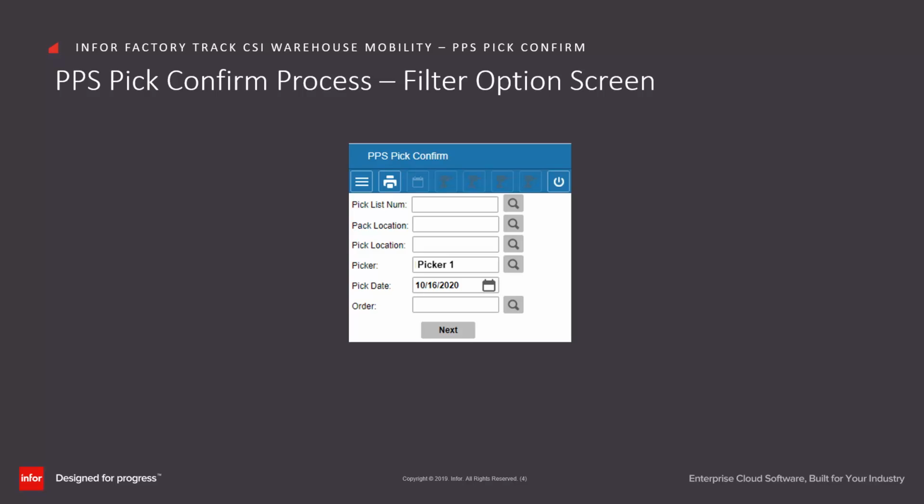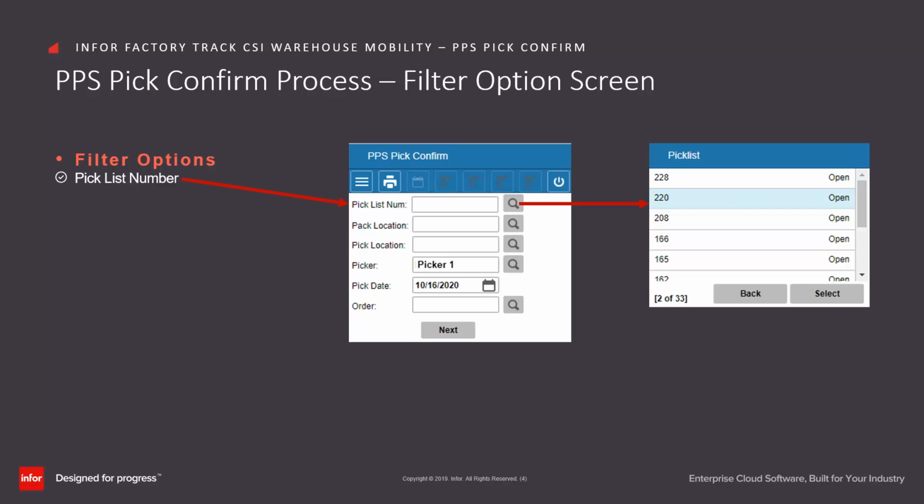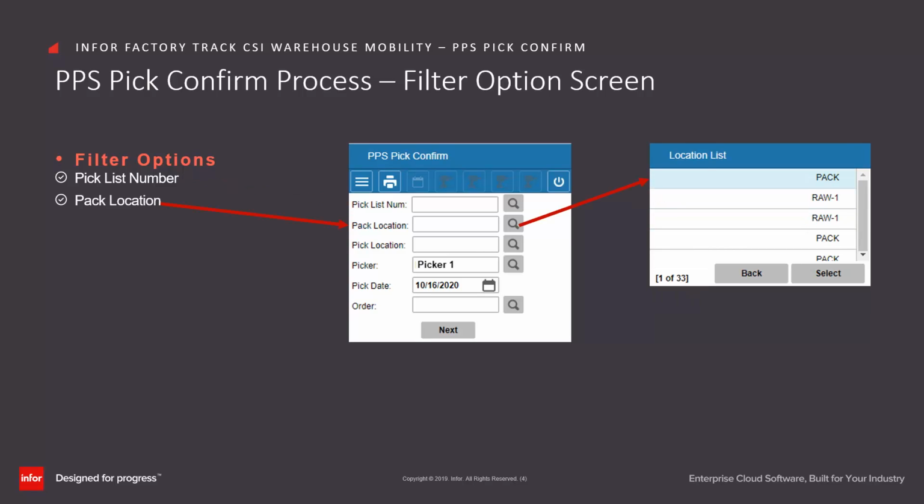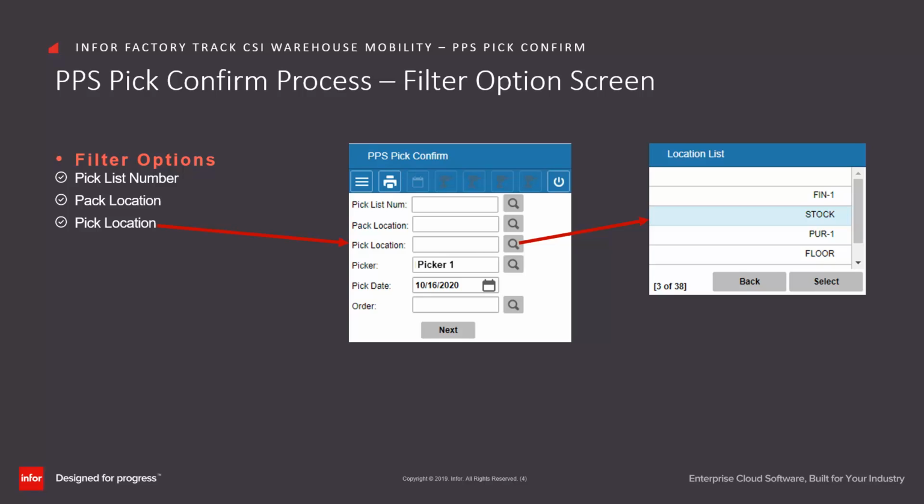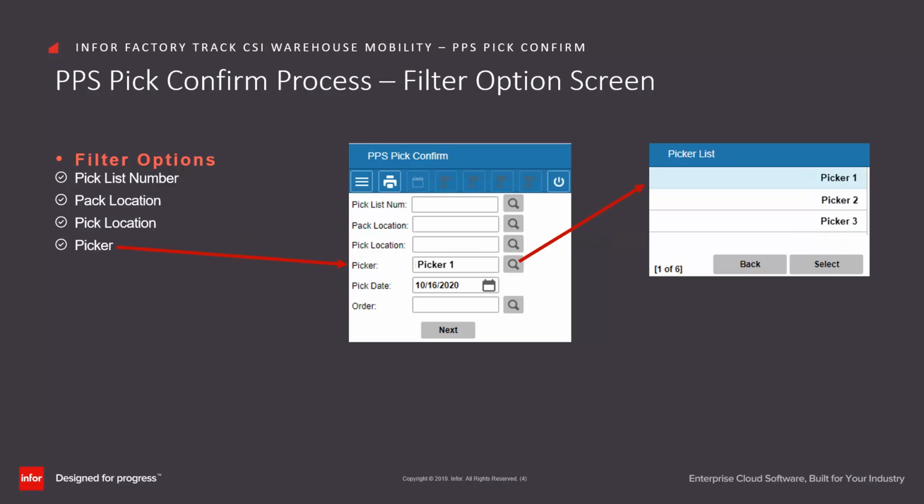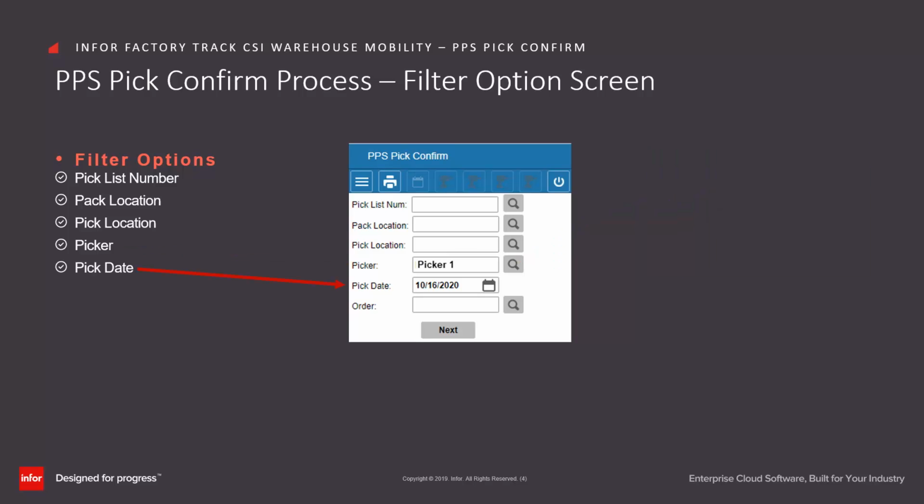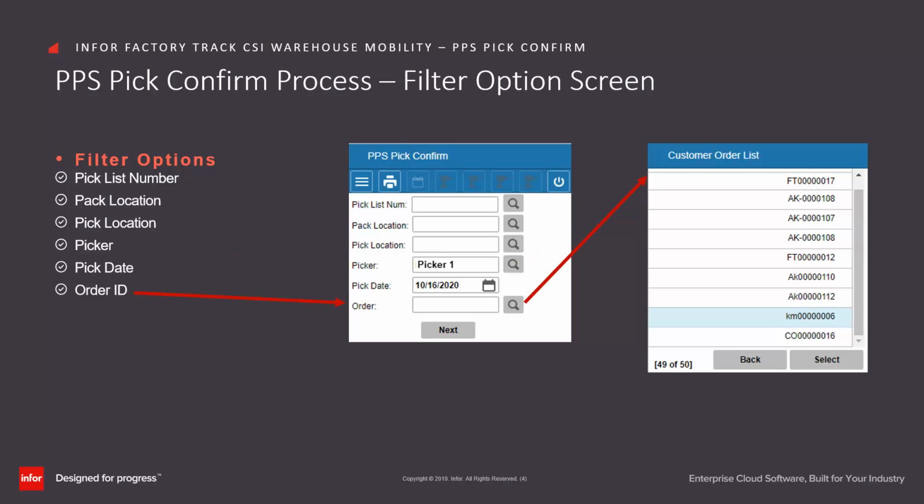The filter options allow you to enter, scan or search and select the pick list number, which is displayed when the selection by pick list parameter is enabled, pack location, pick location, picker, which is displayed when the selection by picker parameter is enabled, and it can also be defaulted when the auto-populate picker field with user ID parameter is enabled, the pick date, and the order ID, which is displayed when the selection by order parameter is enabled.